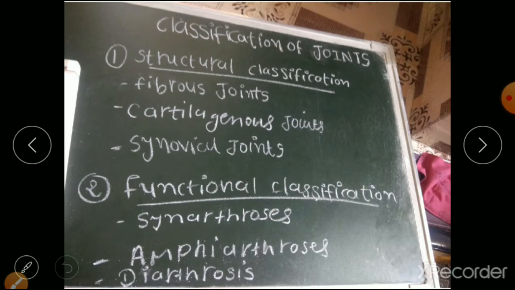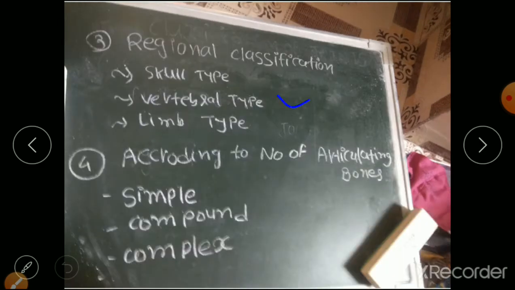Then second is functional classification, that is synarthrosis, amphiarthrosis and diarthrosis. Third is regional classification. In that the subtypes are skull type, vertebral type and limb type. And fourth one is according to number of articulating bones. So in that: simple, compound and complex. So these are the sub classifications of the joints. Now we discuss one by one. So first one is structural joints.